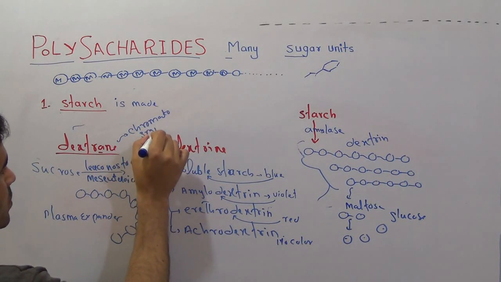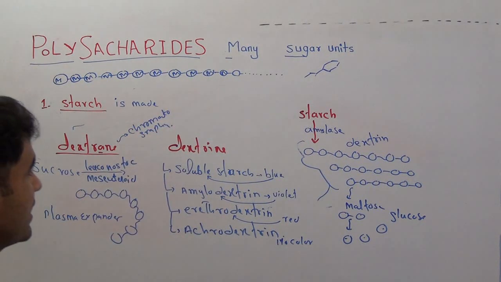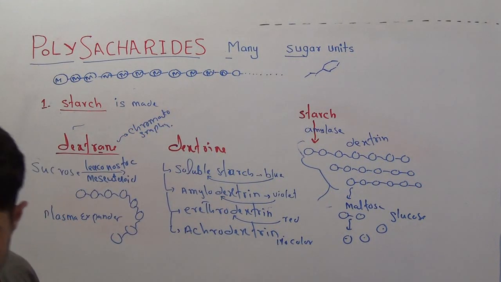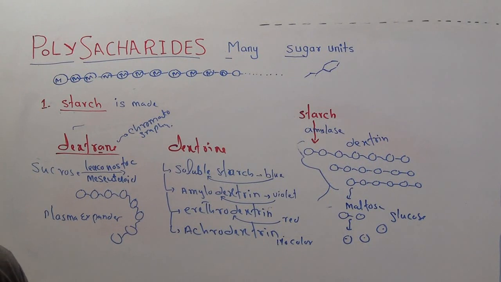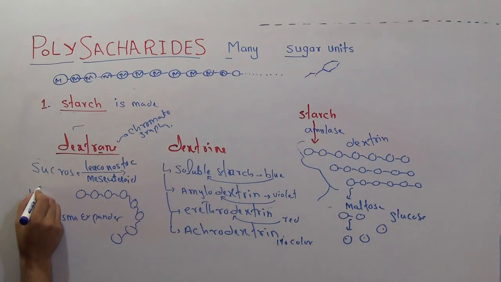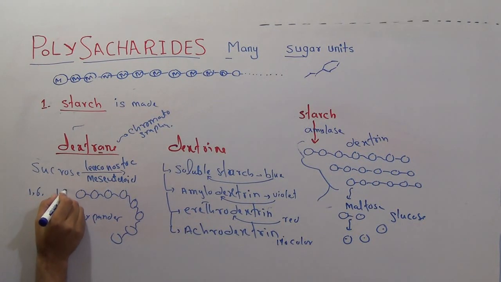Chromatography is also one of the uses of dextran. And then we have one more thing here, the difference between dextrin and dextran. In dextran you can see there are branches, mainly 1-6 and 1-3. Here you can see two types of bonds, one called 1-6 and one called 1-3. These two types of bonds are there.